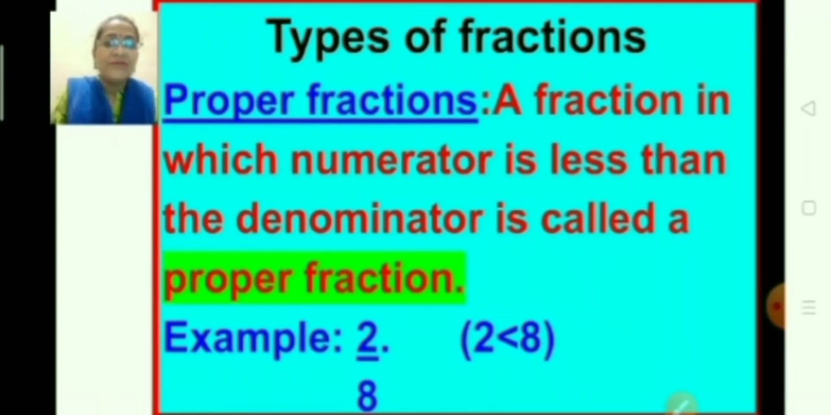Now we will study the types of fraction. First one is a proper fraction. A fraction in which the numerator is less than the denominator is called a proper fraction. The example shown to you is 2 by 8. Here 2 is the numerator and 8 is the denominator, and here 2 is less than 8. This means this is a proper fraction.